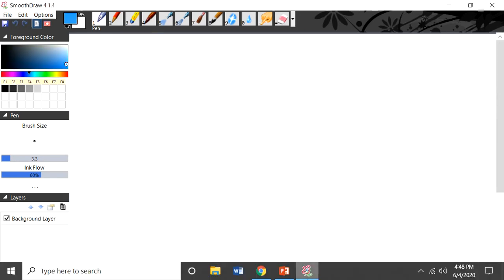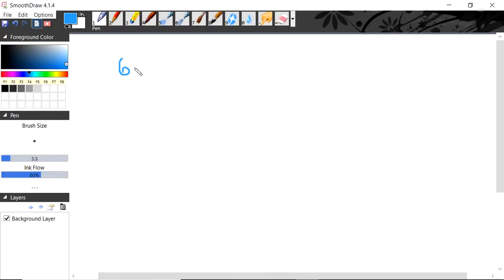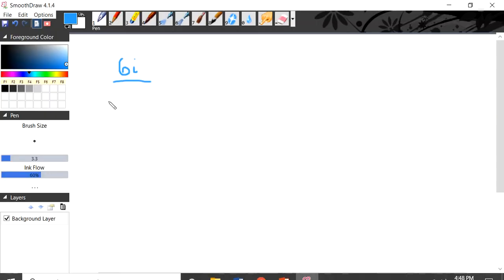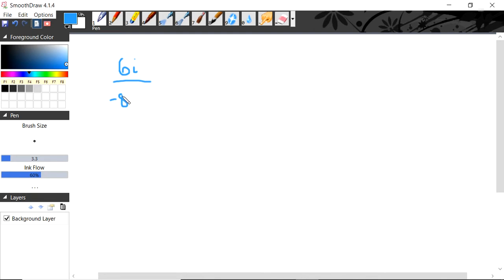Okay. So it's going to be 6i all over negative 8 plus 8i. Okay, when you have complex numbers on the bottom, remember what you want to do is multiply by the conjugate. Multiply by the conjugate. I'm going to tell you right now, in calculus we're going to multiply by conjugates a lot.